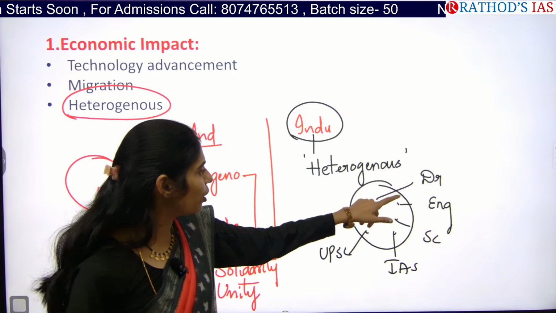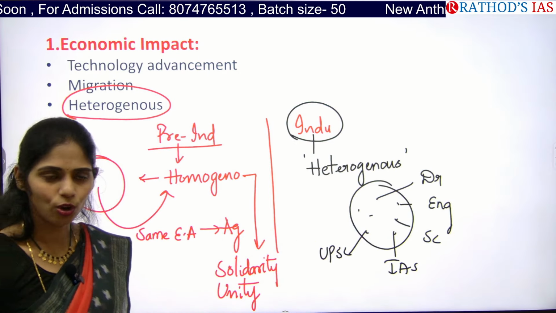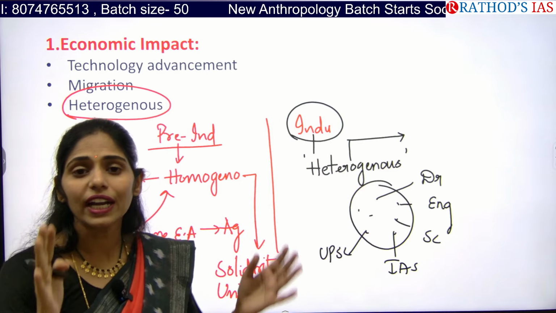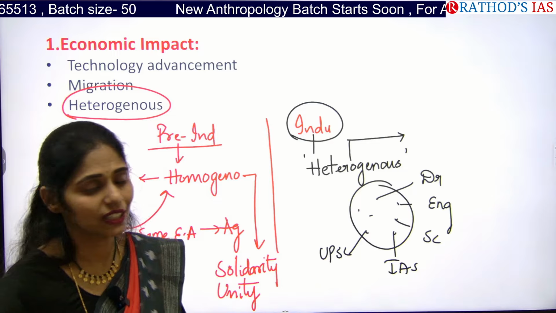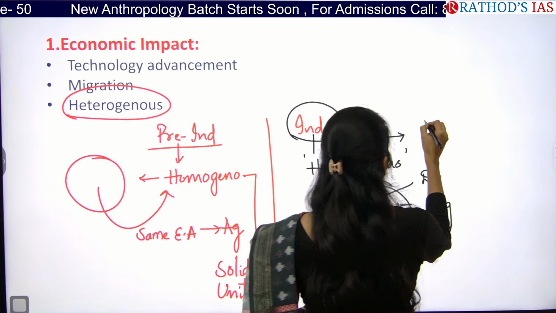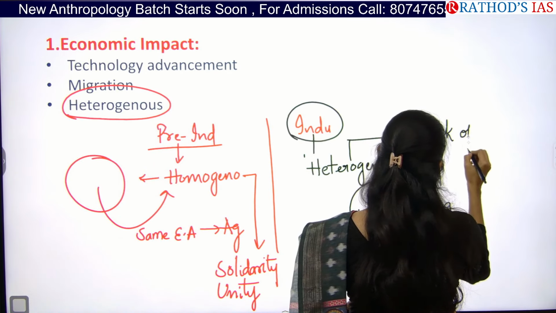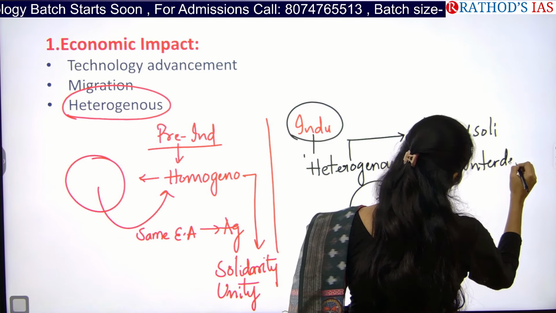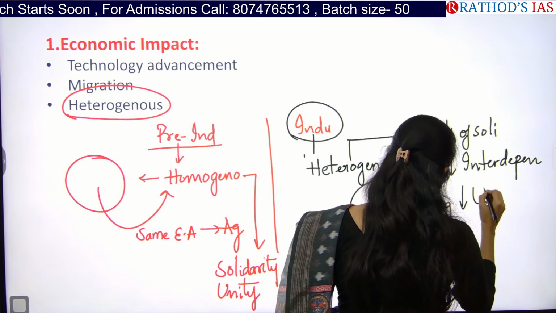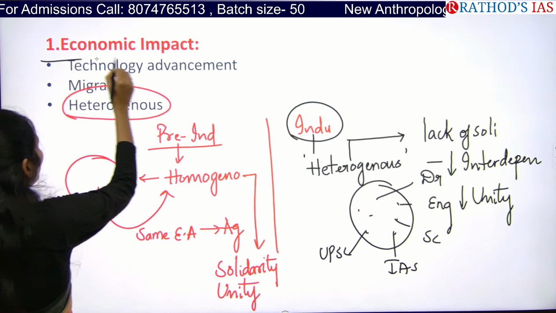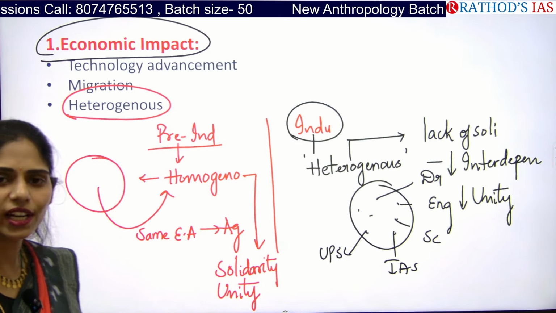Do all these people have the same economic activity? No. So can we see unity in this family? No. Because of this industrialization, there are heterogeneous families. Families are not entirely dependent on a single economic activity. The economic activity of the members of the family is changing. Because of this, there is lack of solidarity, decreasing interdependency, and also decreasing unity. Clear? Okay, this is about the economic impact of industrialization on family.